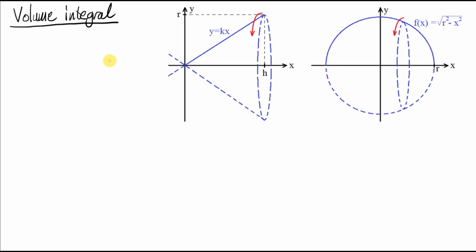One can also use integration to calculate volumes. For example, a cone we can create by rotating a line. If we have a straight line here, we can rotate it around the x-axis, and then we create a cone. If we take a half circle and rotate it around the x-axis, then we create a sphere or a ball. So in these cases you can actually calculate the volumes of these objects. So let's see how you can do that.